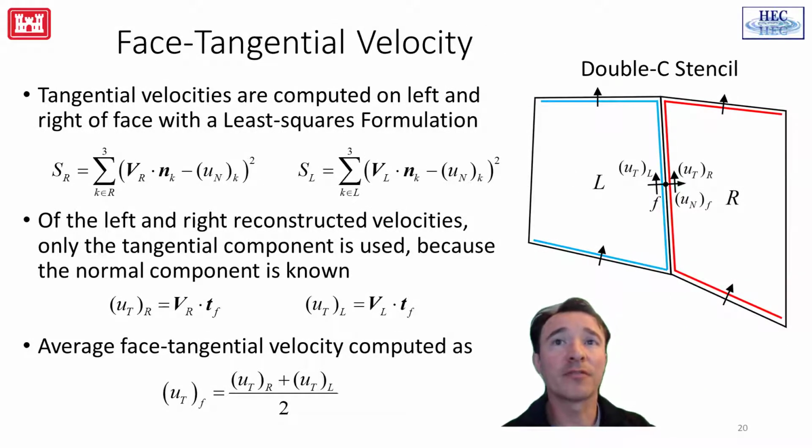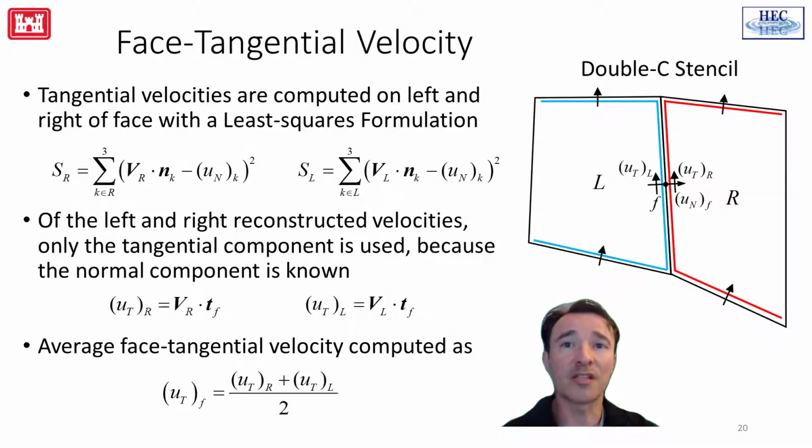The phase tangential velocities are computed with what we call the double C stencil approach. The method computes two phase tangential velocities, one on each side of a face. A full velocity vector is reconstructed on the blue and red C stencils shown in the figure by solving a least squares problem. The face normal component is then thrown out because it's already known, and the tangential component is applied at the face. If the two cells are hydraulically connected, the average phase tangential velocity is computed as a simple average of the left and right tangential velocities.